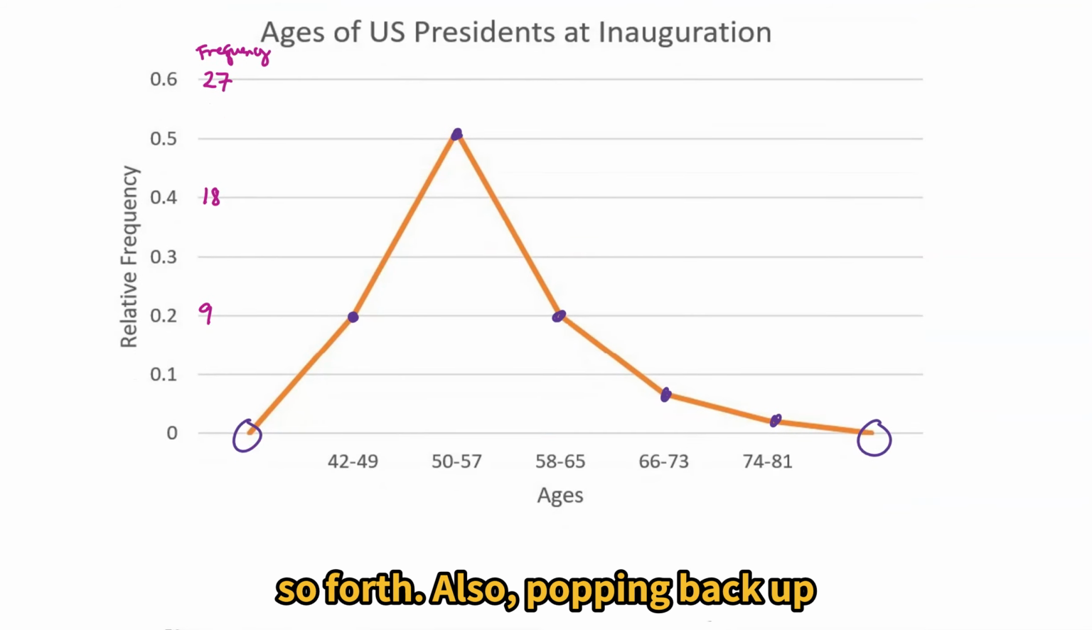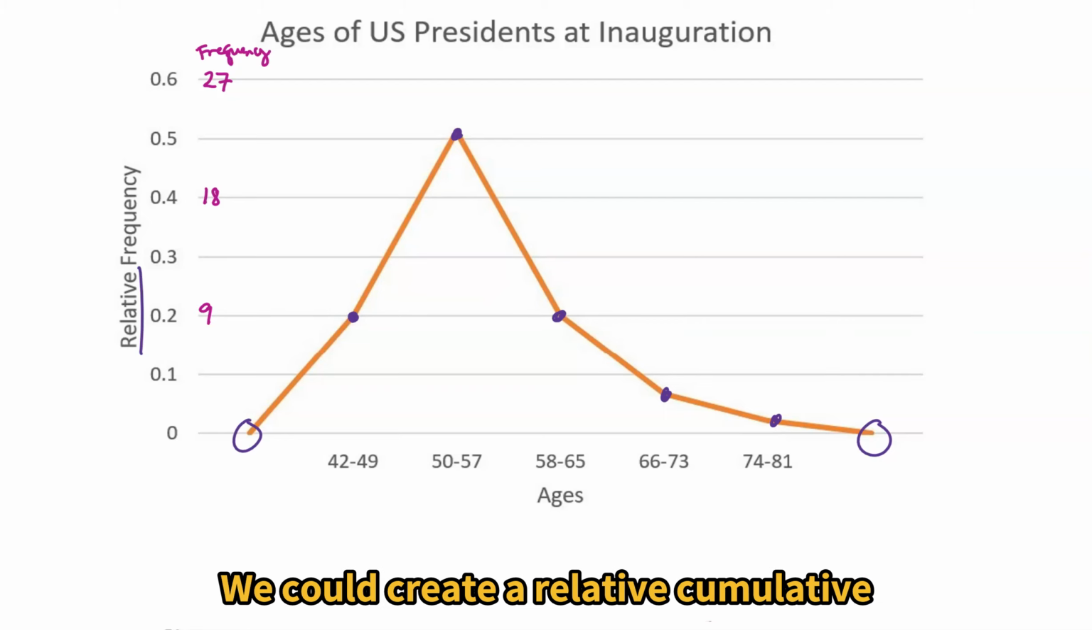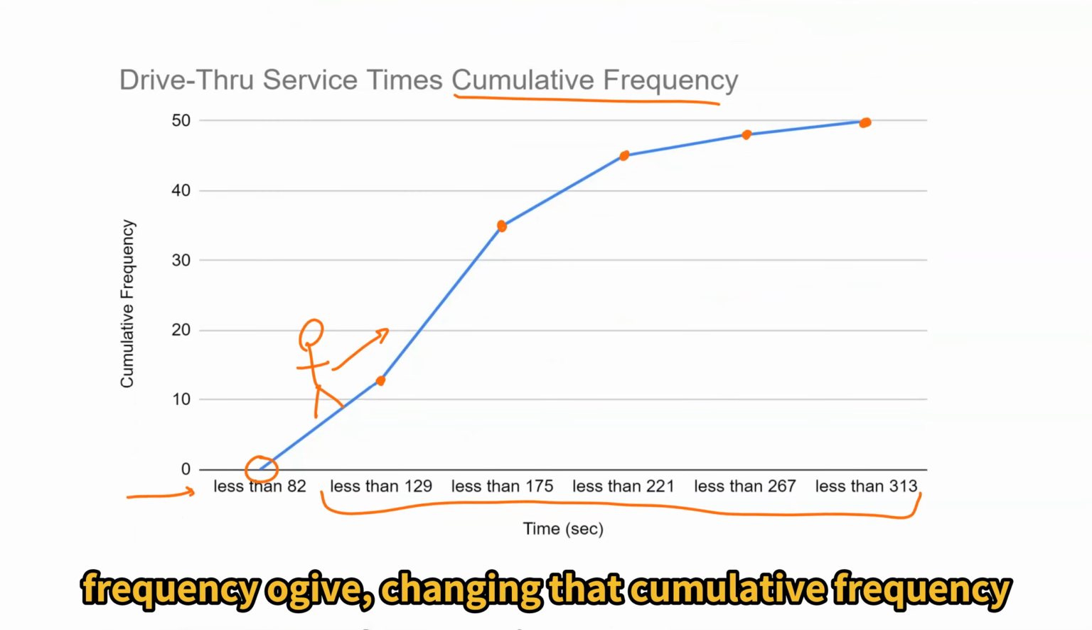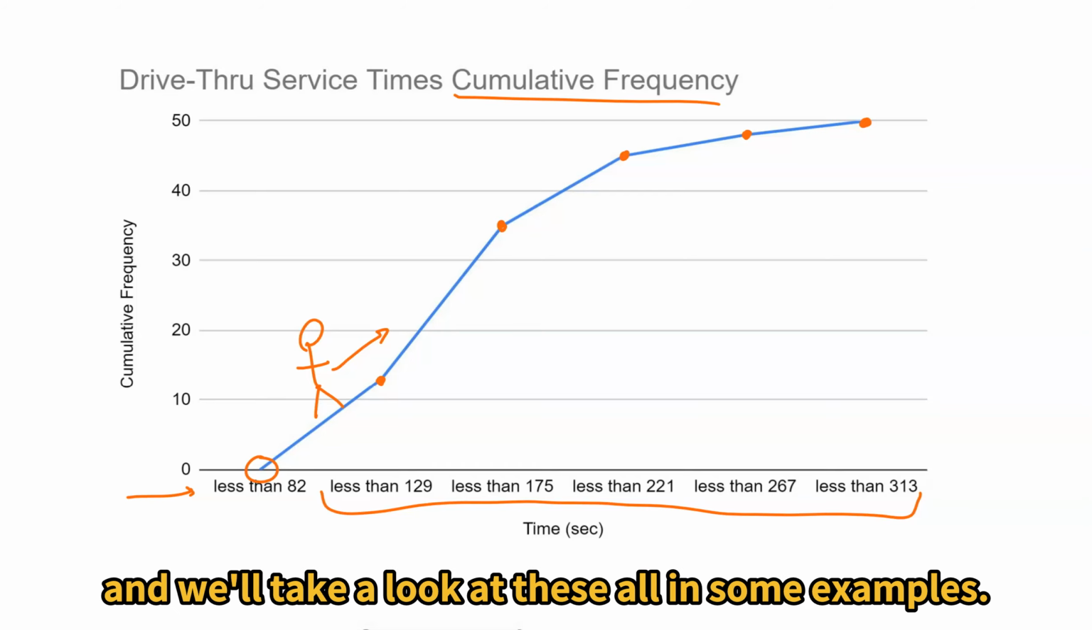Also, popping back up with the frequency polygon, this is a relative frequency polygon. We could create a relative cumulative frequency ogive, changing that cumulative frequency into a relative cumulative frequency, and we'll take a look at these all in some examples.